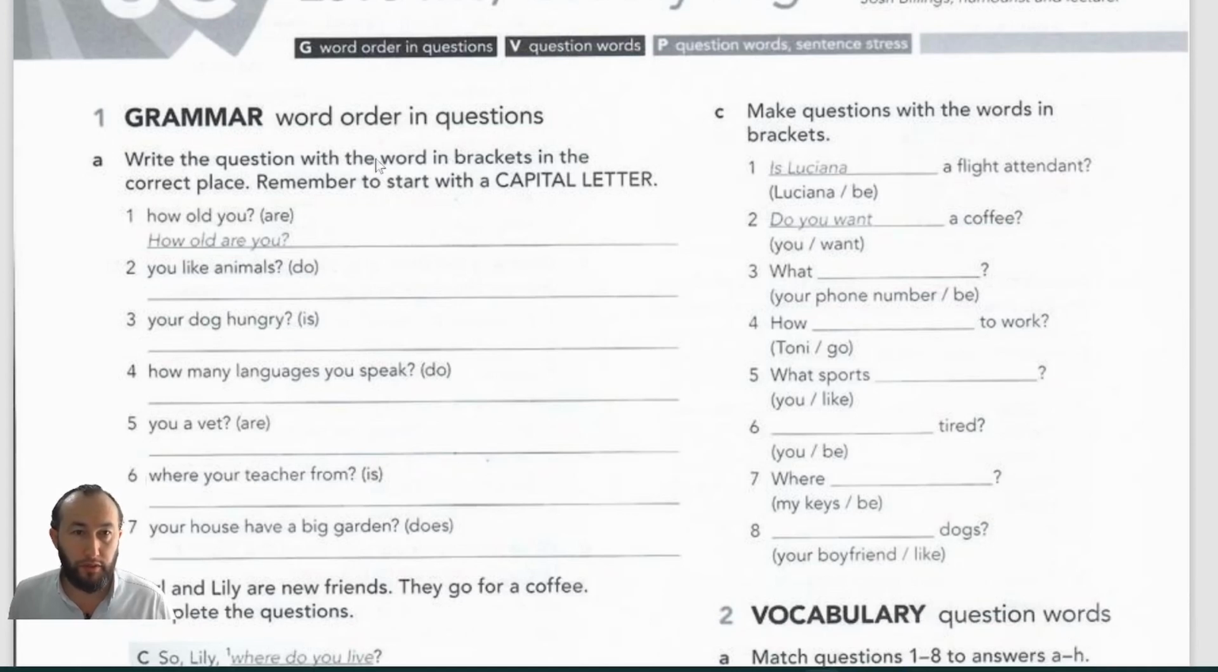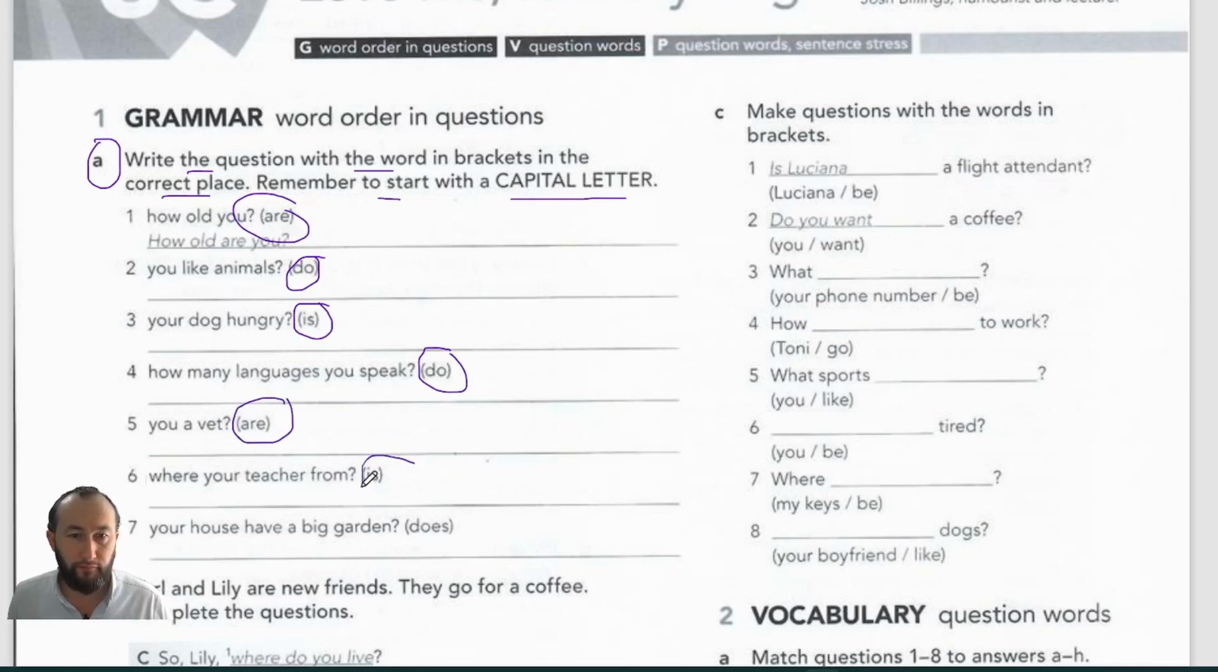Word order in questions. So it's asking us, exercise A, write the question with the word in brackets in the correct place. Remember to start with a capital letter. Okay, so we've got words in brackets, as you can see there, and we're going to use them in the right place. We've got to make questions. All right, so let's get started. So the first one is done.